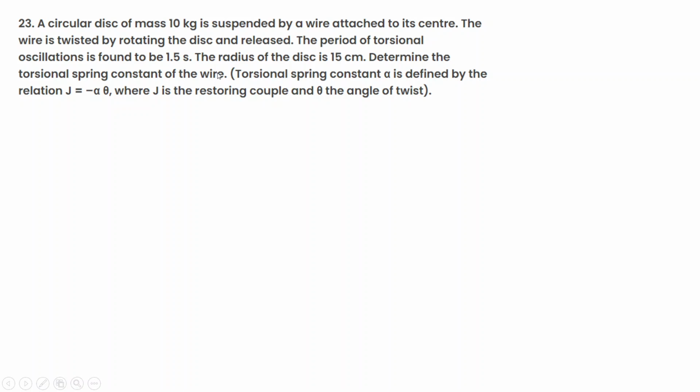A circular disc of mass 10 kg is suspended by a wire attached to its center. So a circular disc is attached with a wire like this, attached at its center. The wire is twisted by rotating the disc, and then it's released. So it will start rotating about this wire. This is actually called torsional oscillation. That's why the Pohl wheel or Pohl pendulum we were calling a torsional pendulum. This kind of pendulum is called a torsional pendulum, and the oscillation is called torsional oscillation.